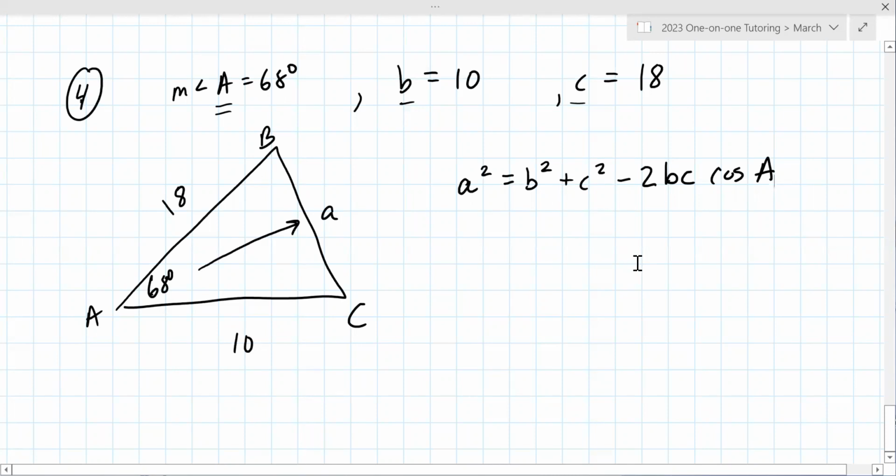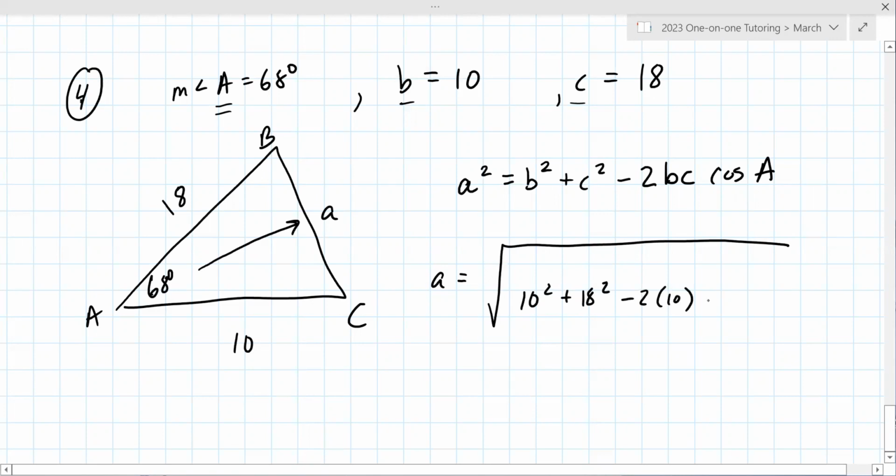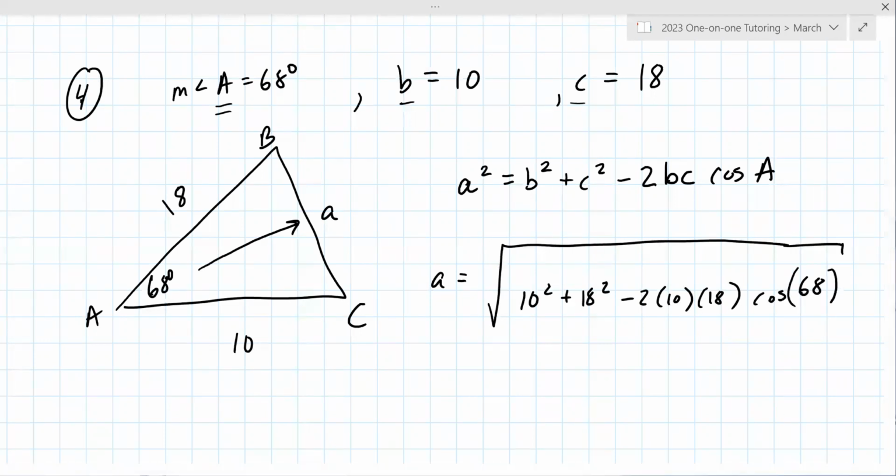Okay, so you have a choice here. Some students like to put the numbers in to start. You can do it all at once, or you could do it in pieces. A ends up being the square root of 10 squared plus 18 squared minus 2 times 10 times 18 cosine of 68, like that. There are not going to be 2 triangles here. There should just be the one.